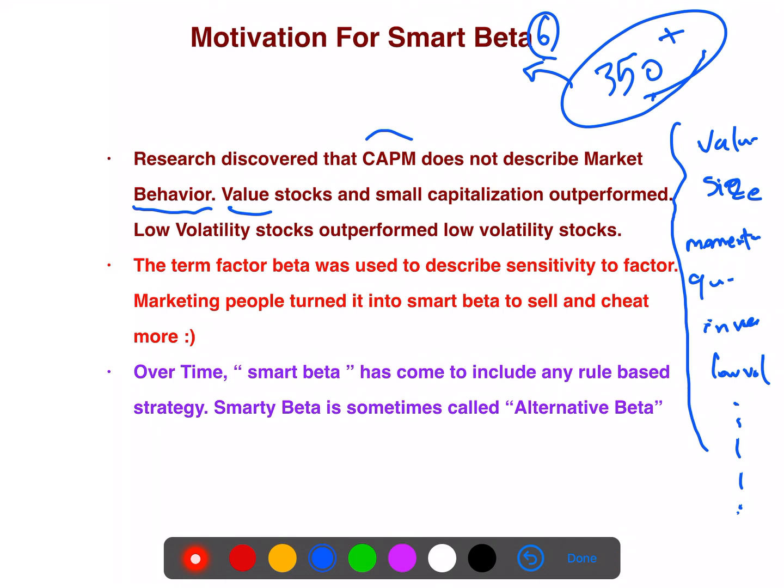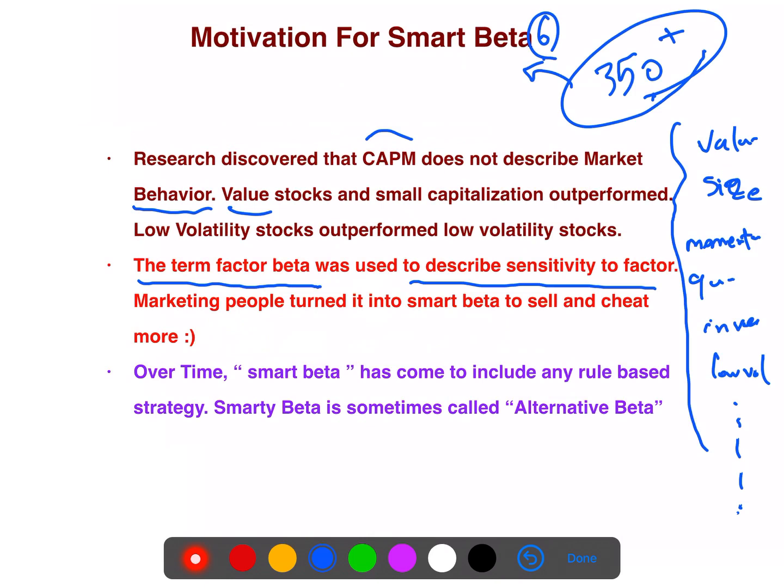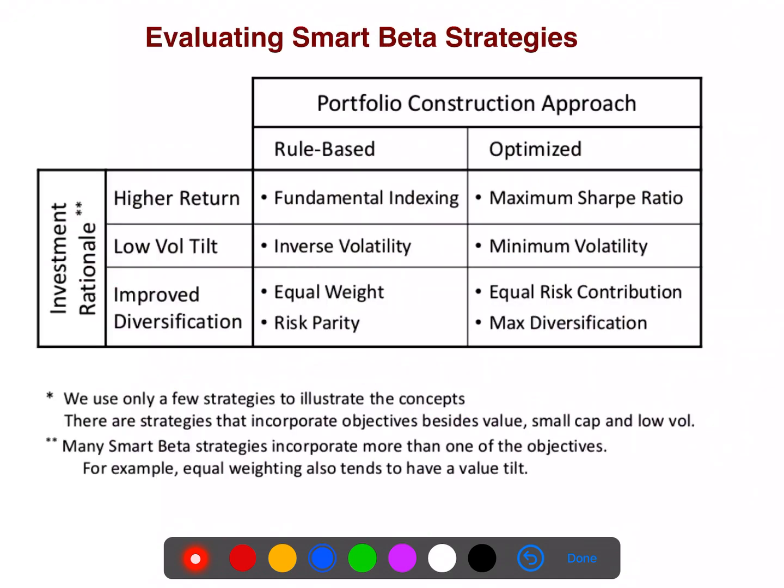So the term factor beta was used to describe sensitivity to the factor, as we did like this, sensitivity to the markets. And so over time, smart beta has come to include any rule-based strategy. We often call it alternative beta because it gives us an alternative risk premium instead of the traditional risk premium.